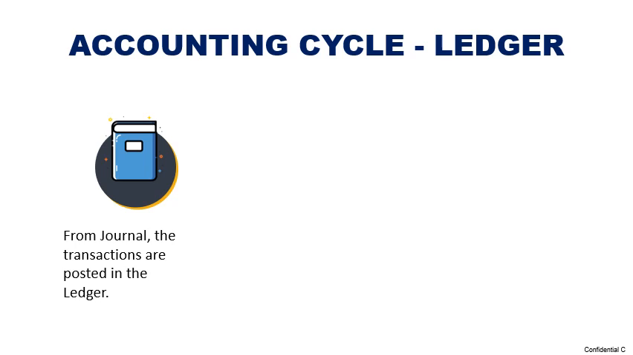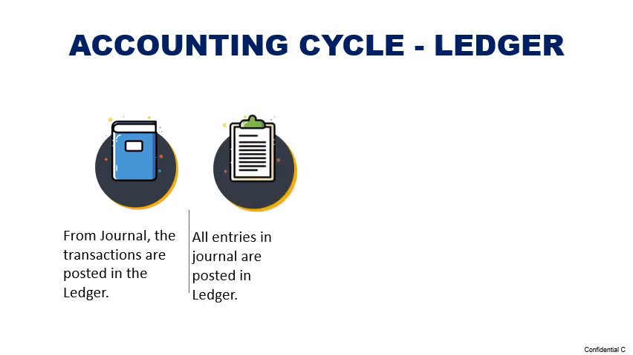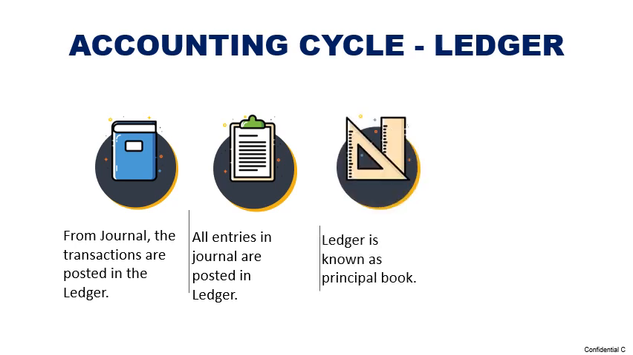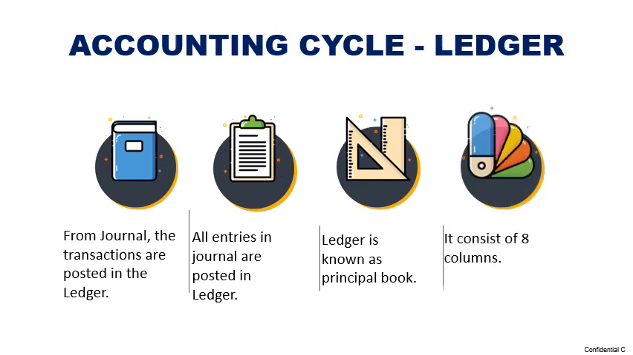First we write the journal. From the journal we transfer those entries to the ledger. That is called posting. The transactions are posted from journal to ledger. Ledger is also known as the principal book of accounting.